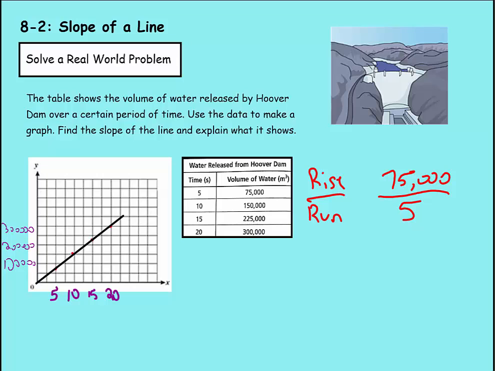And notice we have that same slope for all of these. This goes up 75,000, that goes up 5. So does these. So if I do 75,000 divided by 5, that gives me 15,000. And that tells me that for every second of time that passes, 15,000 gallons are released by the Hoover Dam. So that's what we'll say, 15,000 gallons for every second.